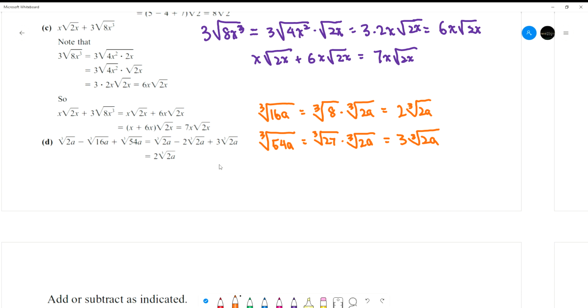So now I can rewrite all of this. The first term was cubed root of 2a minus the second term, which is 2 cubed root of 2a, plus 3 cubed root of 2a. So these are all like radicals, right? Don't forget this is a 1. So 1 minus 2 is negative 1. Negative 1 plus 3 is equal to 2 cubed root of 2a.